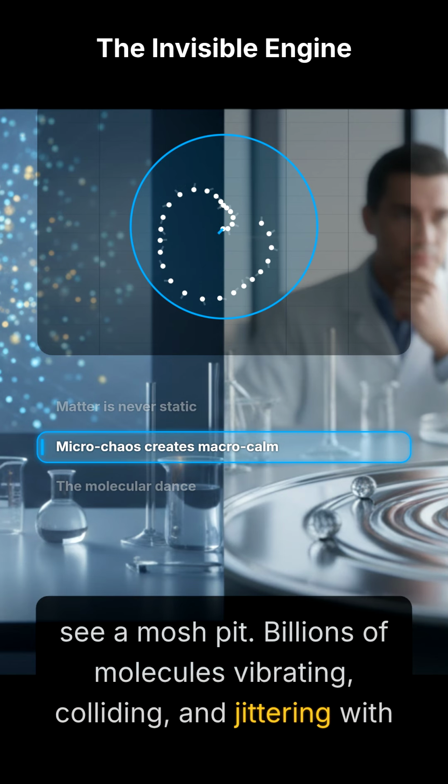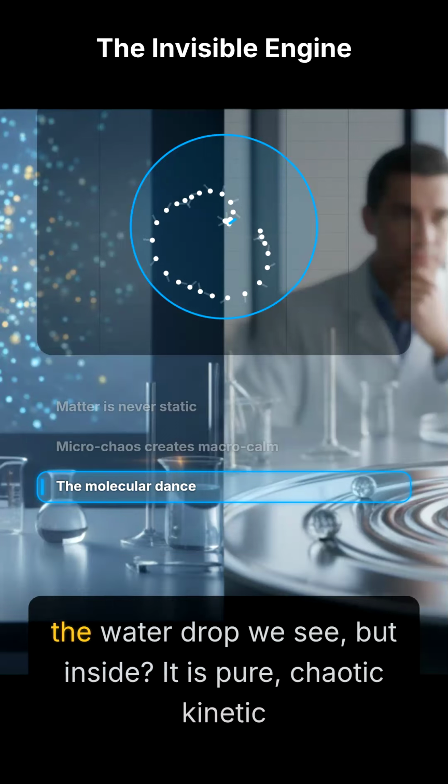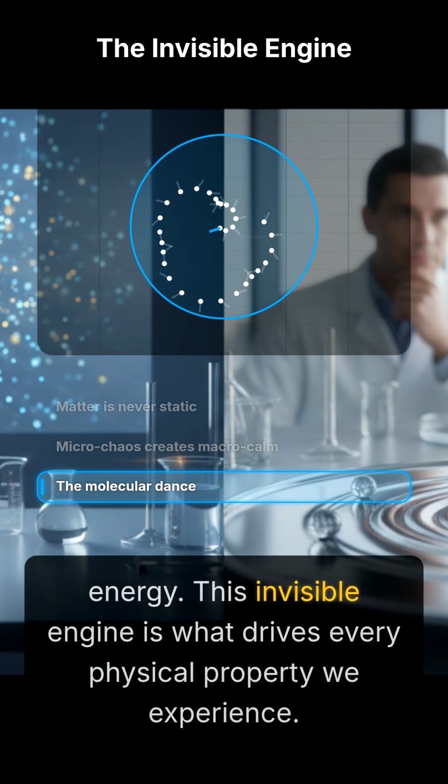This slide visualizes that disconnect. The large, stable sphere represents the water drop we see, but inside, it is pure, chaotic kinetic energy. This invisible engine is what drives every physical property we experience.